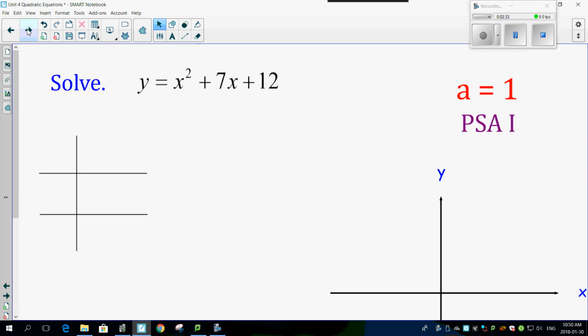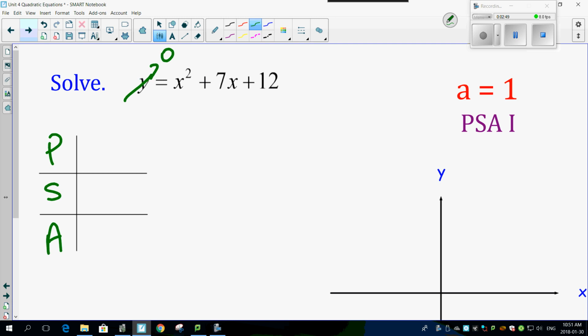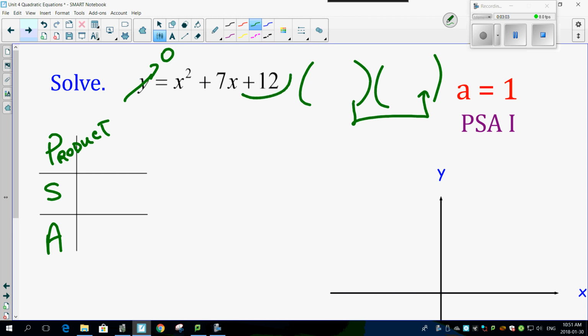Here's our first one, and it says now to solve. All right, in order to solve something, again, you have to make the y equal to 0. But do you remember PSA? Sure you do. There it is. Okay, so my question is, what does P stand for? Remember, P stood for the product. And if you remember when you FOIL something, it was the last two terms that were multiplied together that gave you this. So that, in fact, is your product.